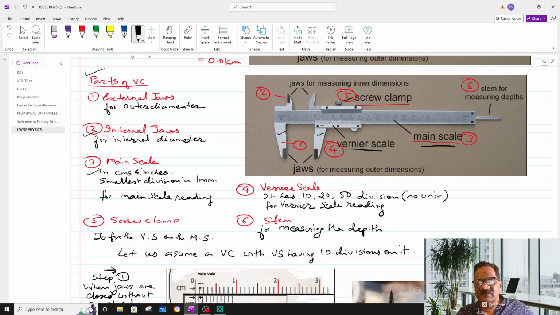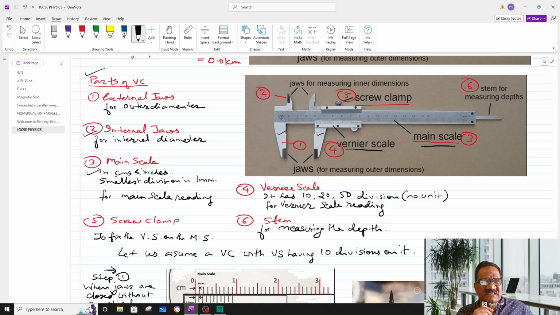So if it is sliding on the centimeter side, you will get the readings in either centimeter or millimeter. If it is made to slide on the inch side, you'll get the readings in inches. Okay, so not a big deal, but as I told you, the main scale will have both centimeter and inches, but normally we take readings in centimeter.